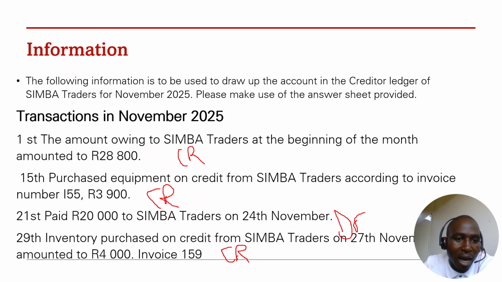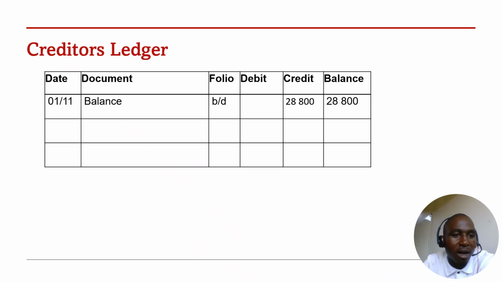Now let's write the first transaction on the credit side of our creditors ledger. You write your date as 1st November 2025, and on document number, since this is an opening balance, you do not have a source document number, so you write balance. On folio you write BD, which stands for balance brought down. You write your balance on the credit side, 28,800, and you write the same amount as balance. That is the current amount that we are owing to Simba Traders.